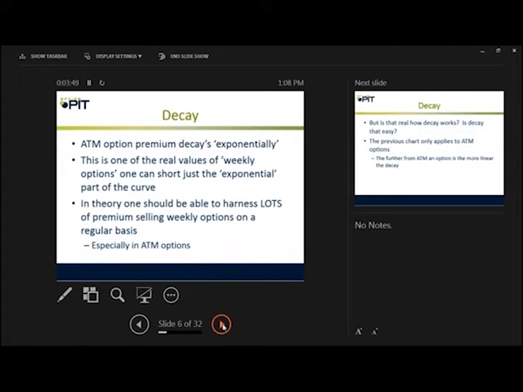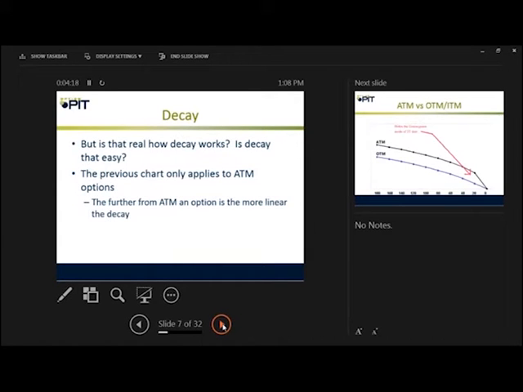It's one of the real values of trading weekly options. We can get short just the exponential part of the curve. In theory, one should be able to harness lots of premium selling weekly options on a regular basis. So theoretically, there's lots of premium to harvest if one sells weeklies, especially with at-the-money options. So it sounds super easy. But is it really that easy? The answer is no.